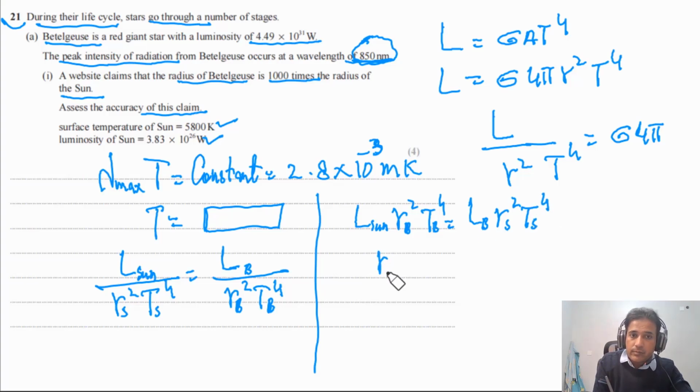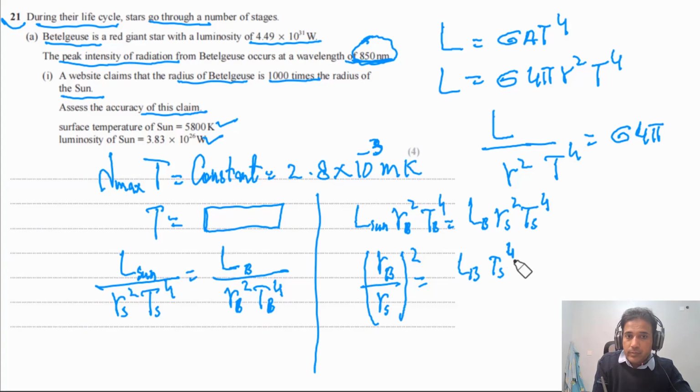So we can say from here (R_B/R_S)² has to be equal to (L_B T_S⁴)/(L_S T_B⁴), where L_S is the luminosity of the Sun and T_B is the surface temperature of Betelgeuse. So from here we can find out.